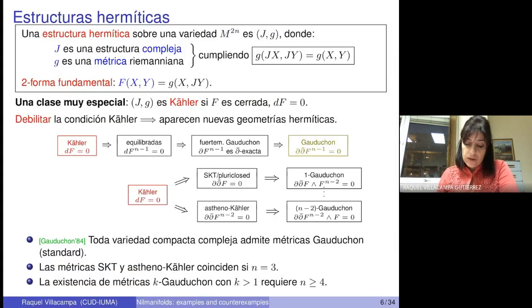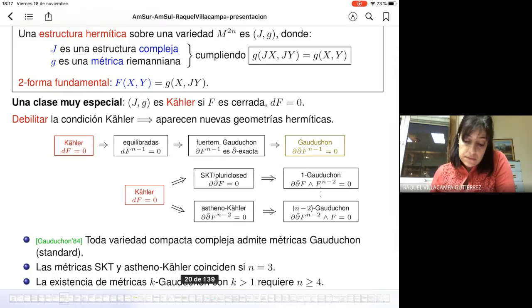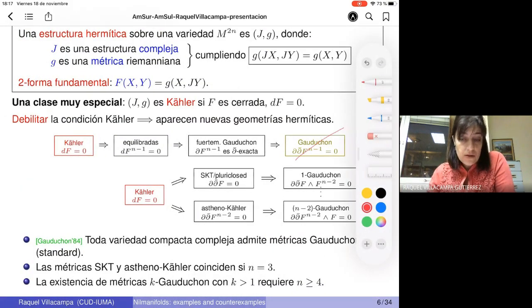First of all, Gauduchon in the 80s proved that any compact complex manifold admits a Gauduchon metric. Of course, Gauduchon does not define Gauduchon metrics. He called these metrics standard, but now we know them as Gauduchon. So this class is like nothing, because any compact complex manifold admits this kind of metrics.